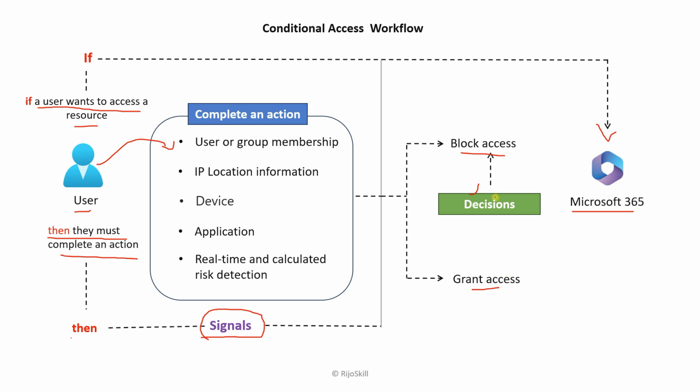If the decision is to block access, the user will not be able to access your resources in Microsoft 365. If the decision is to grant access, the user can access the Microsoft 365 services. So now you understand that these particular actions or signals feed into making the decision. Then after the decision you can give access to your corporate resource. So now you understand the Conditional Access workflow. We will discuss the Conditional Access components.